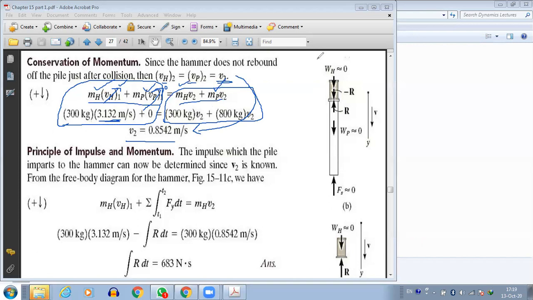Before moving forward, is this step clear or not? Is there anything within this step which is not clear? Please ask.